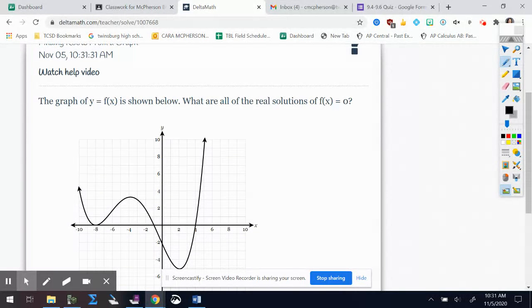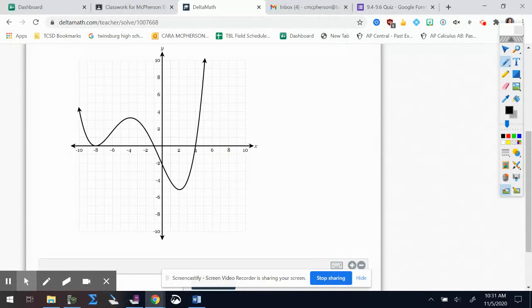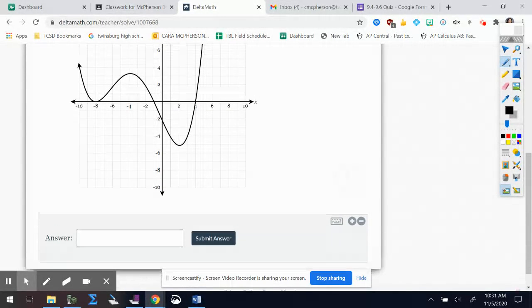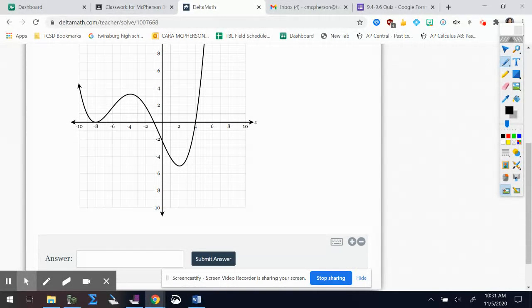So this one is asking the same question. What are the solutions for f of x equals 0? So I am looking to see when it crosses or when it touches the x-axis, and then I'm going to list them. So from my picture, I can see -8 ends up being a solution, -1, and +4.